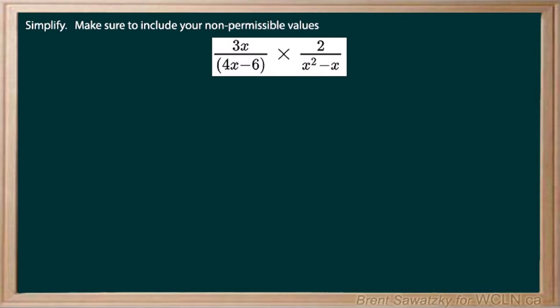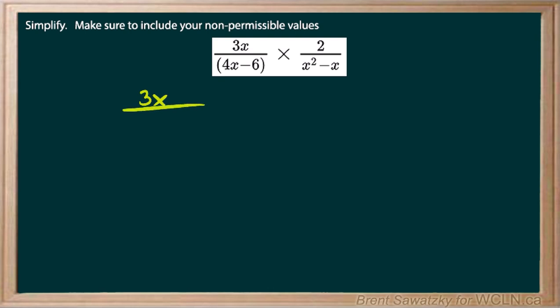And this is where factoring works out well for us, because factoring allows us to cancel. It'll also allow us to recognize non-permissible values. So let's move ahead with that. On the top, we have 3x, and again, factoring on the bottom where we can.